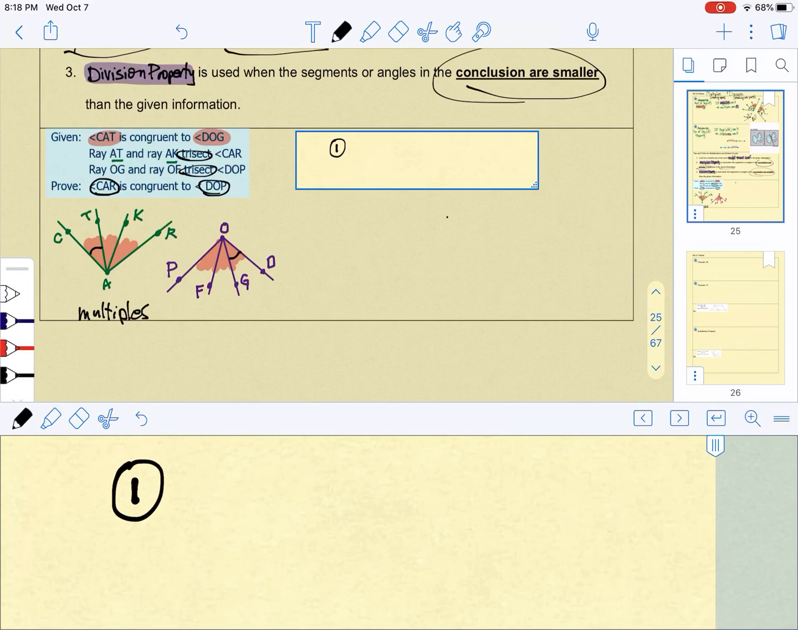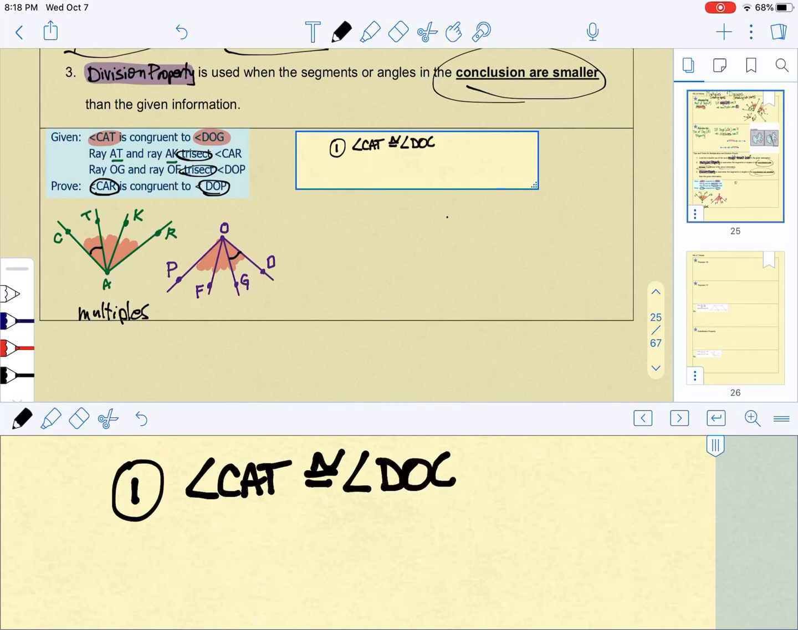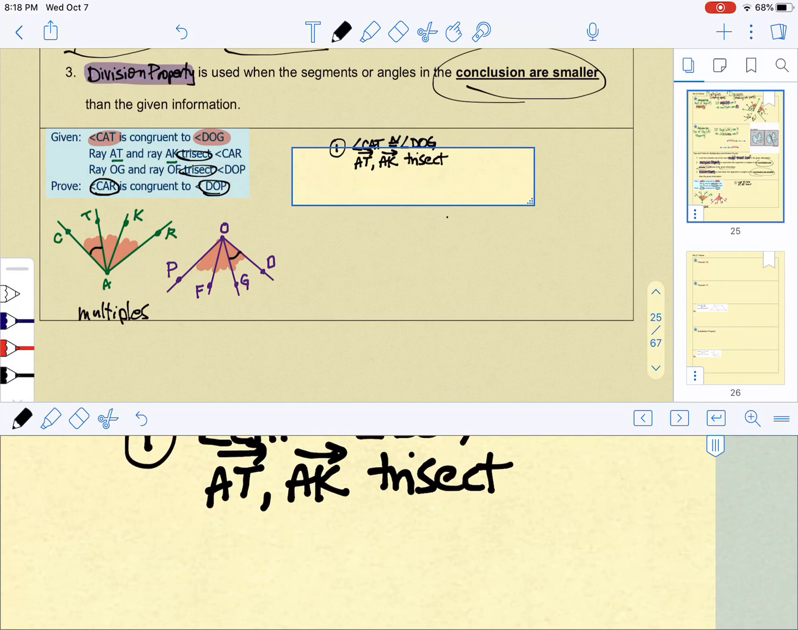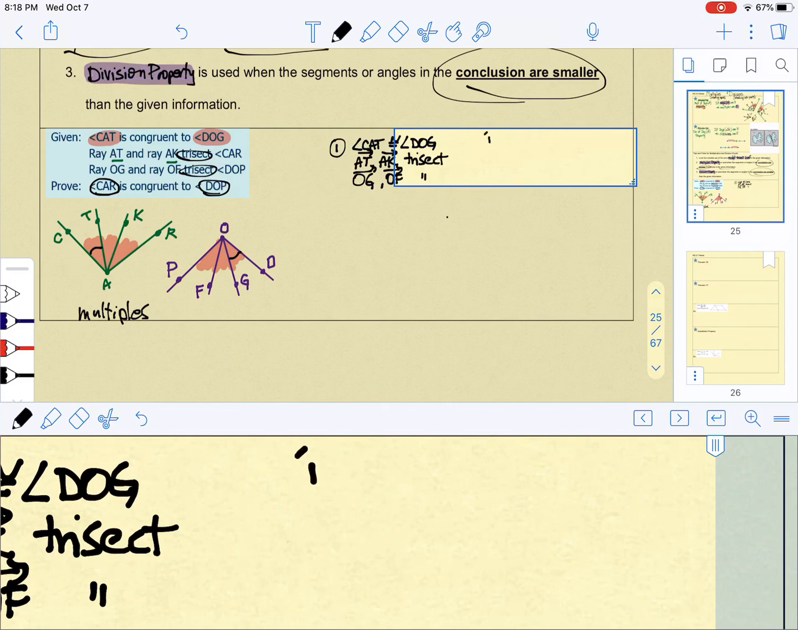All right, number one, angle CAT congruent to angle DOG. And AT and AK trisect, as does OG and OF. They also trisect. All right, so there we have our given information.